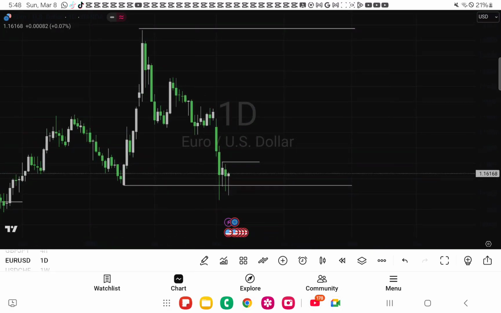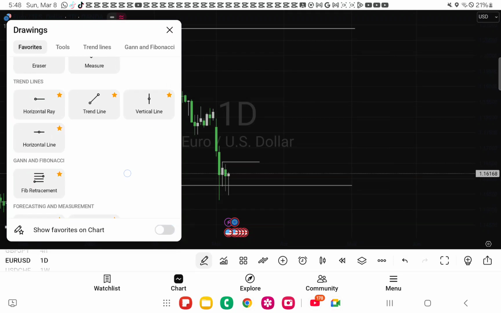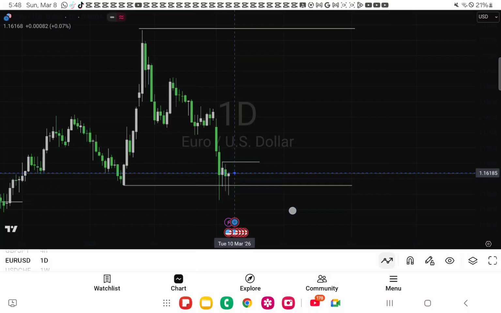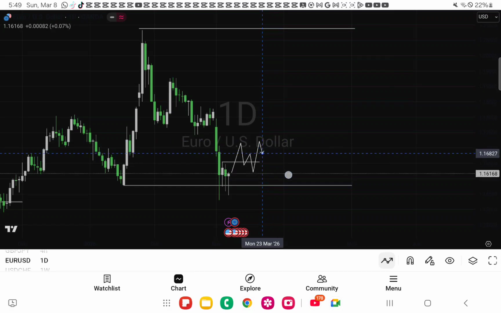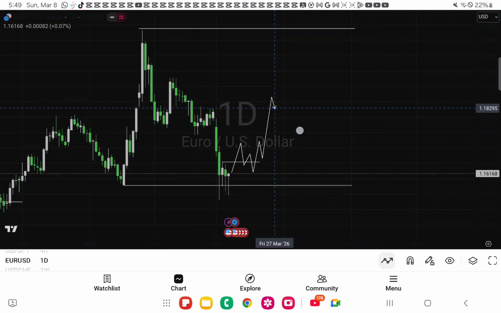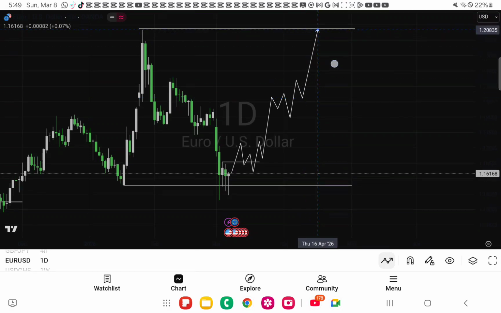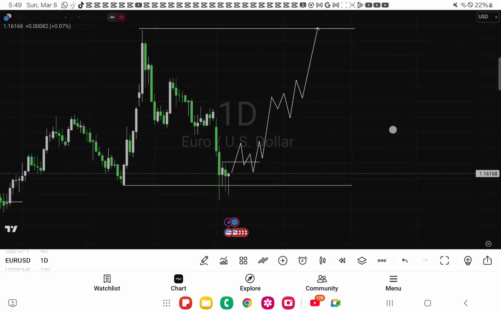I'll be waiting for a break above that high. After a break above that high, I'll wait for a retracement and take my entry. So once I see a break above this high, I'll scale down on the 1 hour time frame after a pullback, and look for a reversal, liquidity sweep, and market structure shift, and target first the 50% of the range, right? After that, I target the opposite end of the range, which is the range high.